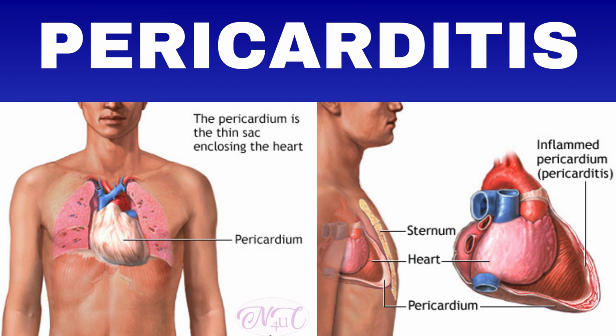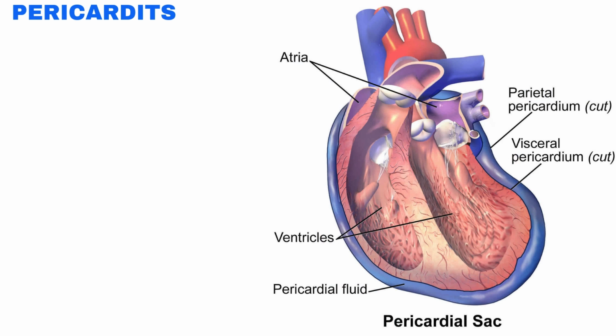In this video, we are going to cover pericarditis. The pericardium, also called the pericardial sac, is a double-walled sac containing the heart and the roots of the great blood vessels. The pericardium is made up of two main layers: a tough external layer known as the outer fibrous layer or the fibrous pericardium, and a thin internal layer known as the inner serous membrane, or visceral pericardium or serous pericardium.